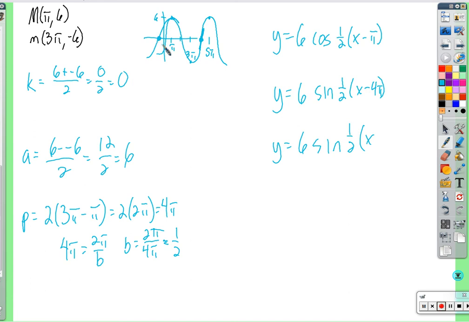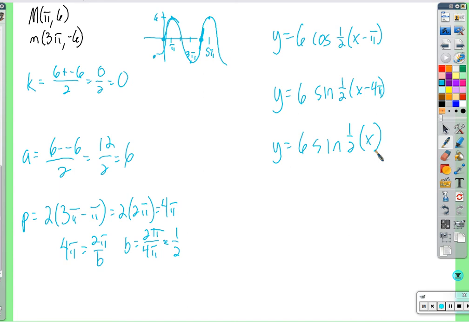Where would that be? Negative pi over 2? Well, maybe I haven't drawn it very well. It's halfway between this max and this min down here. Is it 0? Is it negative pi? Where is it, and how can we prove it? It's at 0 because 4 pi is the period. From here to here is a fourth of a period. So it's really just x. You don't even have to do plus or minus anything.